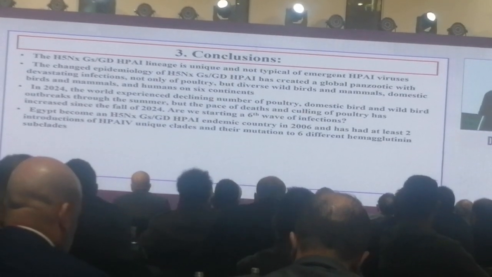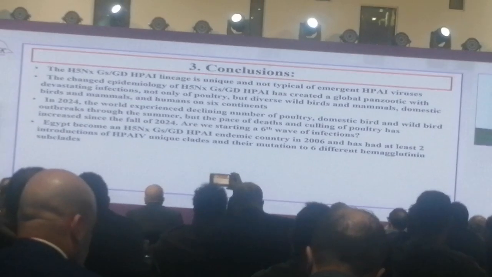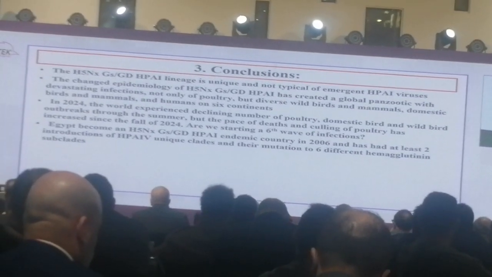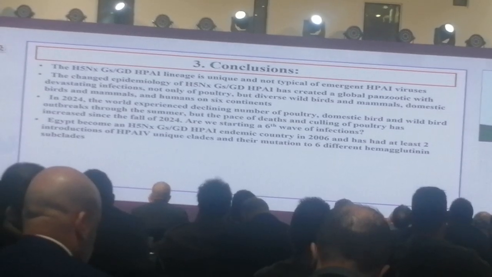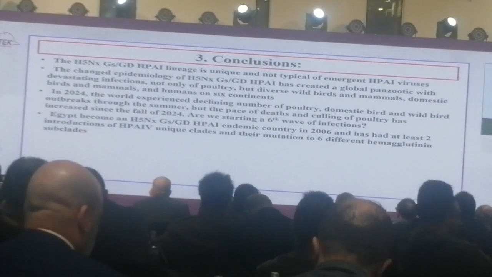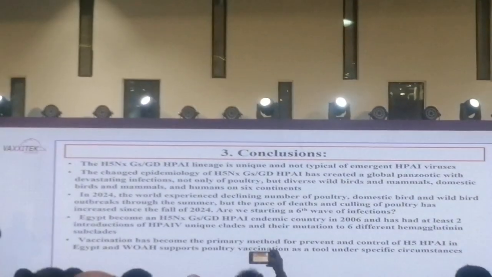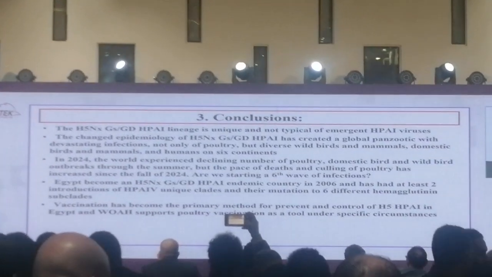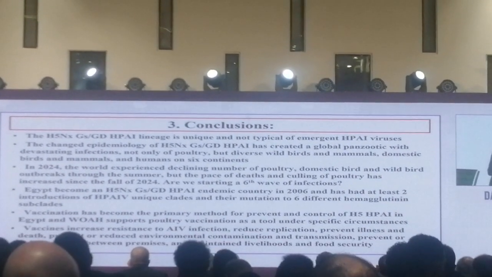Egypt became a goose guangdong infected endemic country in 2006, and has had at least 2 introductions of high path AI unique clades, and these then have mutated within Egypt itself to generate 6 different hemagglutinin subclades. Vaccination has become the primary method for prevention and control of high path AI in Egypt, and WOA does support poultry vaccinations as a tool under specific conditions.